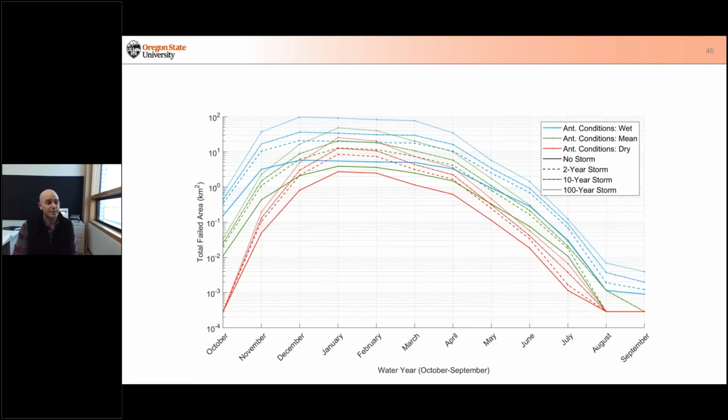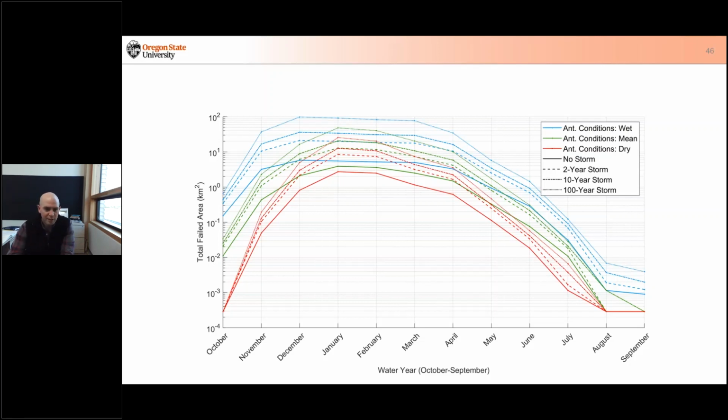We can plot this as a time series as well. And you don't need to look at any specific line, but just consider the shape. The x-axis is the month, and the different colors represent different antecedent moisture conditions. So dry, mean, wet. There's strong seasonality associated with total failed area or landsliding, as we can see here. Of course, it depends on antecedent moisture, but it really depends on season.